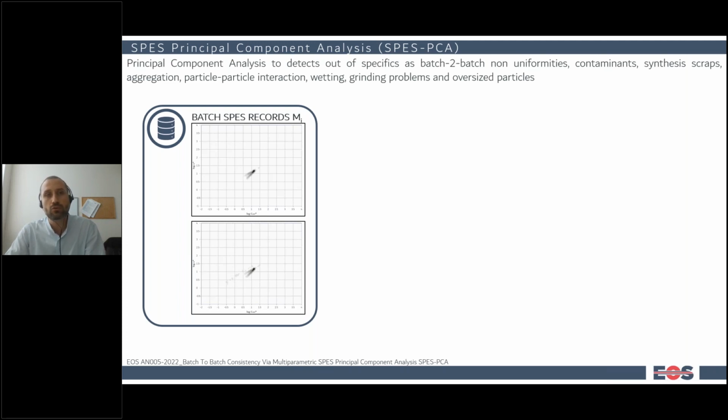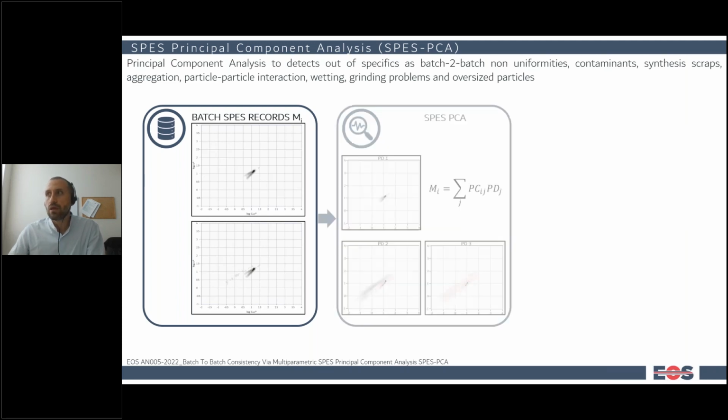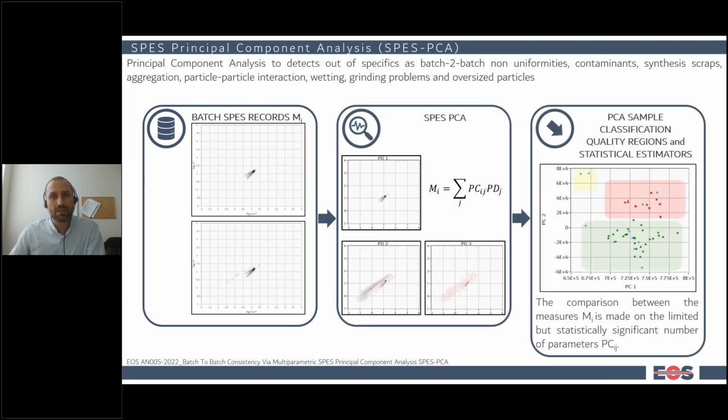thanks to which we are able to identify the presence of a secondary population in a multitude of batches, or in a better way, we are able to create parameters and quality regions and estimators, thanks to which we are able to classify batches as good batches, bad batches, and third batches related to an already existing library of data. So in simple words, if you have good batches, you measure the good batches with the SPES, then you measure bad batches with the SPES.